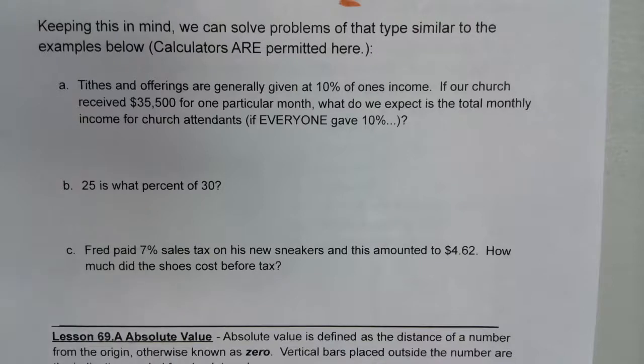All right, so tithes and offerings are generally given at 10% of one's income. If our church received $35,500 for one particular month, what do we expect is the total monthly income for church attendance? So what we're assuming here is everybody gave 10%. Multiply that by 10. Hang on, Fisher. That's correct. That's going to get you the right answer, but I want to make sure you could do that in case it was like 7%.